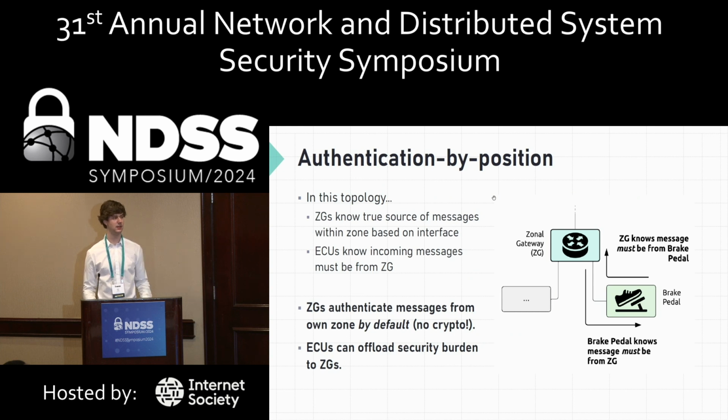For authentication, this topology makes it almost by default, because if you have this switched network, then when a message comes from an ECU into a zonal gateway, the zonal gateway knows for sure which ECU it came from because it's on that one interface. There's literally only one thing on the end of that wire. And likewise, ECUs know that the only thing that could have sent them a message directly was the zonal gateway. So this lets them effectively offload their security burden to the zonal gateways. So if you can have the zonal gateways block bad messages, the ECUs don't have to worry about it as much.